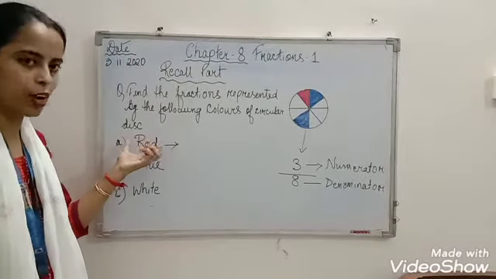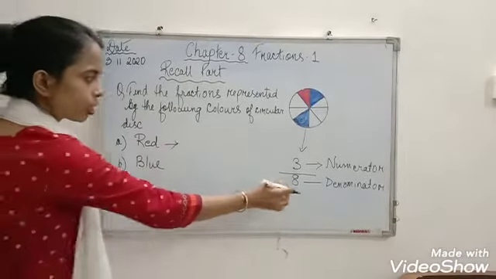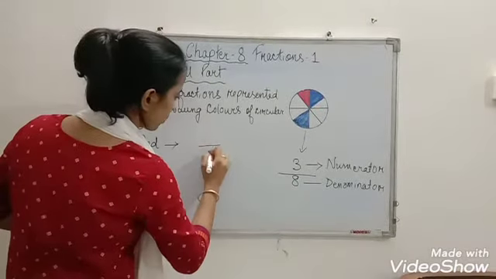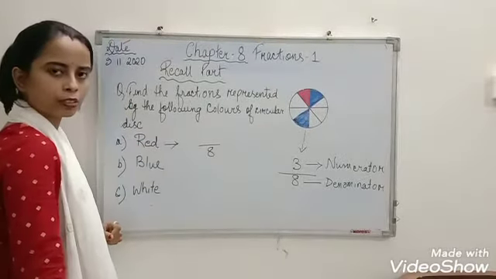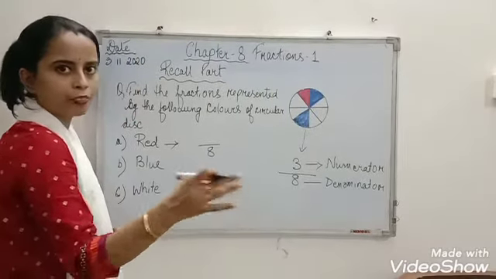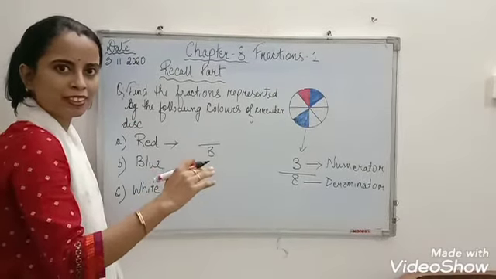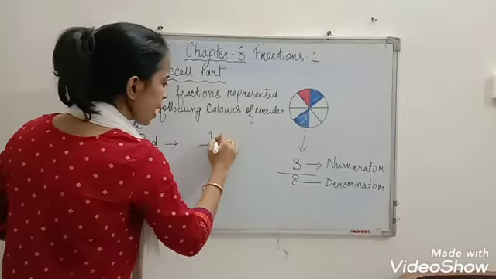Now from this circular disc, you have to find out the fraction for the red color. So the denominator will remain the same. Here you will write 8. Out of 8 equal parts, how many parts are shaded with red color? Yes, give me the answer, children. It is 1 by 8.